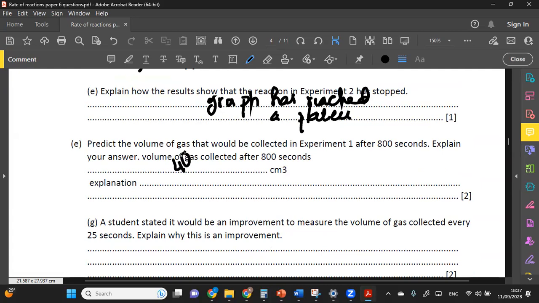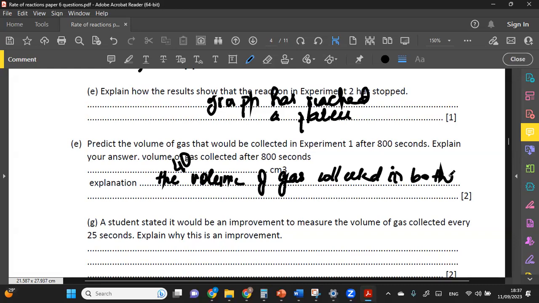And what is the reason for that? For that, you're simply going to say that the maximum volume of gas collected in both experiments will be the same, because the maximum amount will not change. The maximum amount will only change if I am changing the reactants. As long as I keep my reactants constant, my maximum volume will not change.